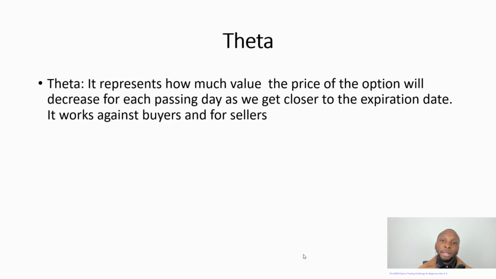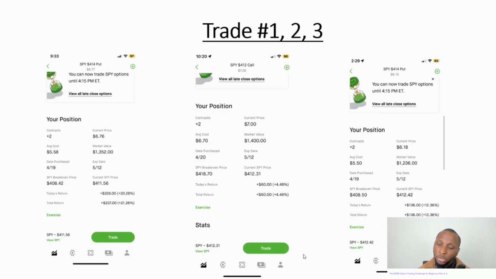So the last term for this video is theta. Theta represents how much value the price of the option will decrease for each passing day as we get closer to the expiration date. As we have been seeing, each option has an expiration date, and as we get closer to the expiration date, our option loses value. So if you want to keep that option for a certain amount of time, you can simply calculate how much the option will decrease over time by calculating the number of days you keep the option times theta. So theta works against buyers but for sellers.